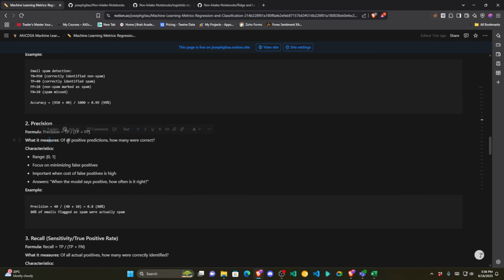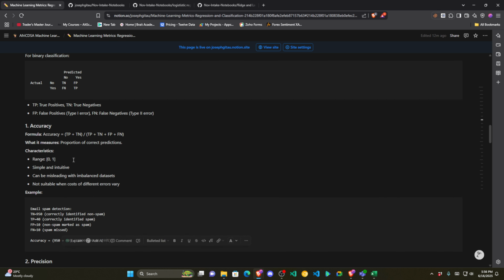What it measures is, of all positive predictions, how many were correct. This is actually a great metric, because you will see whether your model is giving results that are beneficial for the kind of task you're working on or not. It ranges between 0 and 1, with 0 being the lowest and 1 being the best accuracy, and it focuses on minimizing false positives.